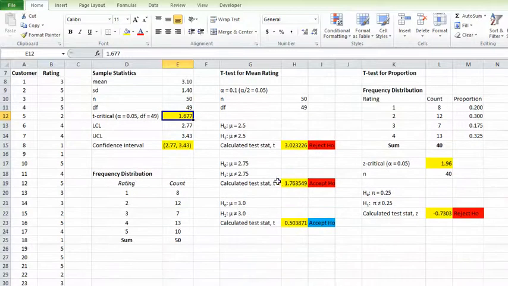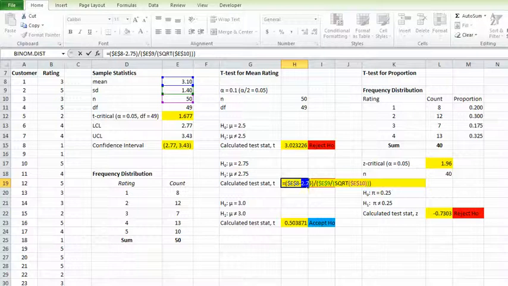Okay, let's do another one. Let's bump it up a little bit. Let's propose that the true mean is 2.75. Of course, the alternative would be that it's not 2.75. What changes in the equation? Not much. One value right there, the 2.75. That was 2.5 in the earlier case. All the other stuff is the same data.